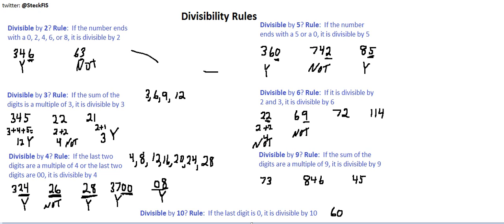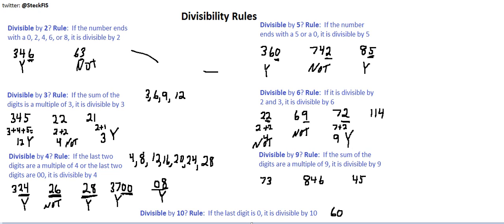All right, let's look at the next one, 72. I'm going to start with the 2 rule. Does it end with 0, 2, 4, 6, or 8? Yep, it ends with 2, so it's good so far. Now I'm going to move on to the 3 rule. I'm going to add the 2 digits together: 7 plus 2 equals 9. Is 9 on my list for 3? Yep. So 72 is divisible by 6.